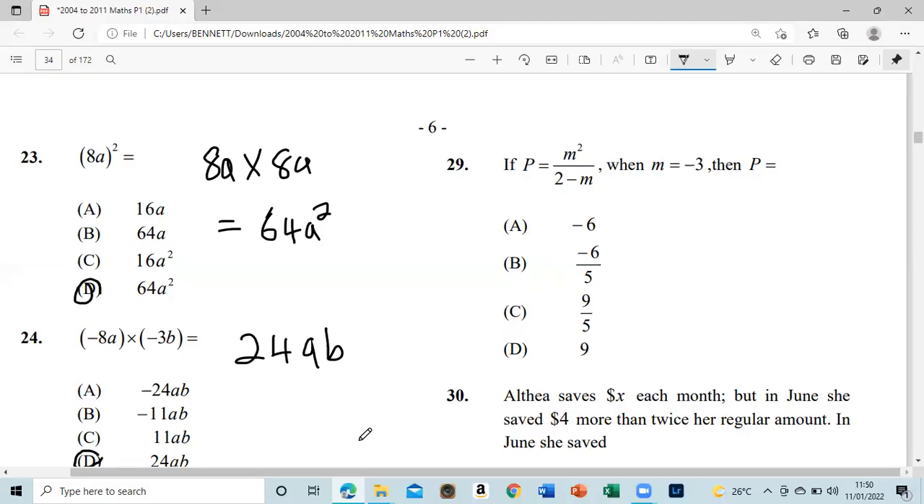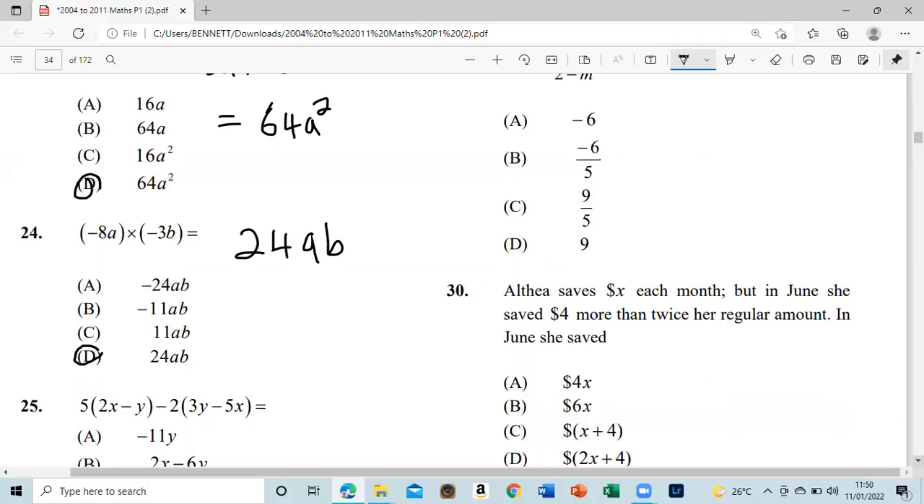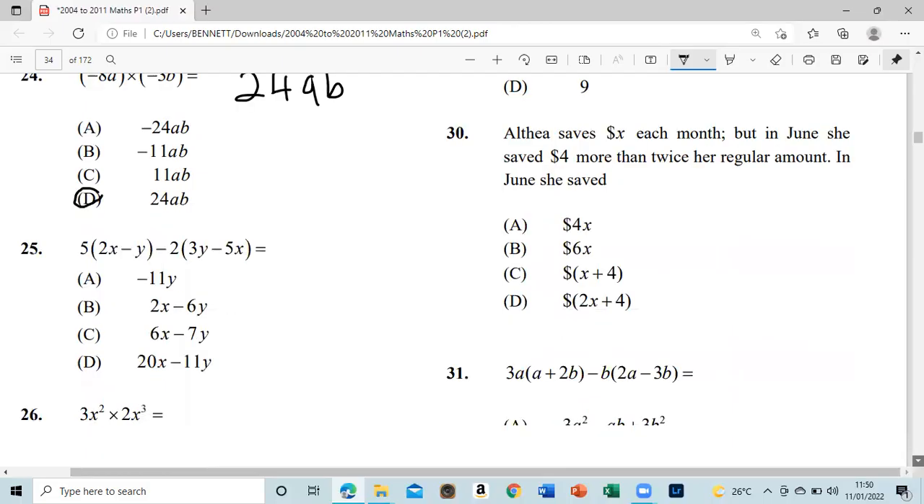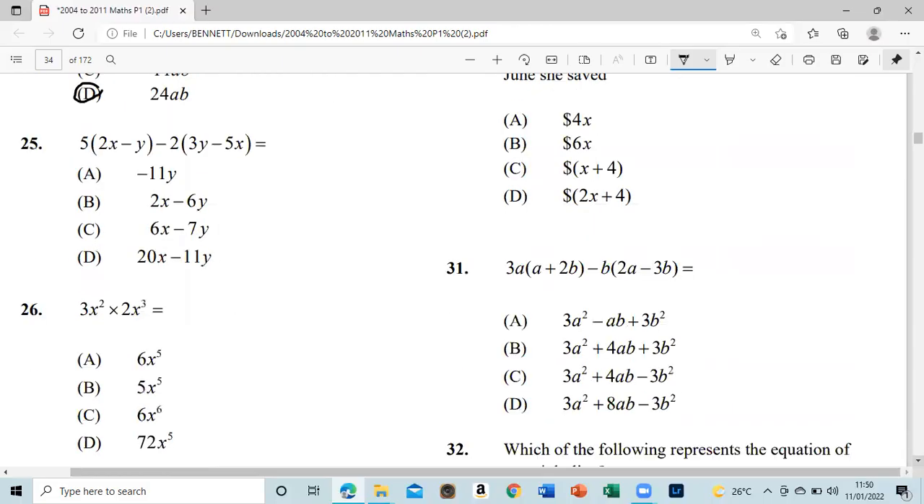Let's move on to 25. Guys, please remember, you're supposed to attempt the questions. It's not just about Mr. Bennett doing them, all right? All right, let's simplify. I'm going to do it so you guys can see 26 in the meantime. All right, so this one says 5 times 2x minus y minus 2y, and we're supposed to simplify. So I could just remove the bracket.